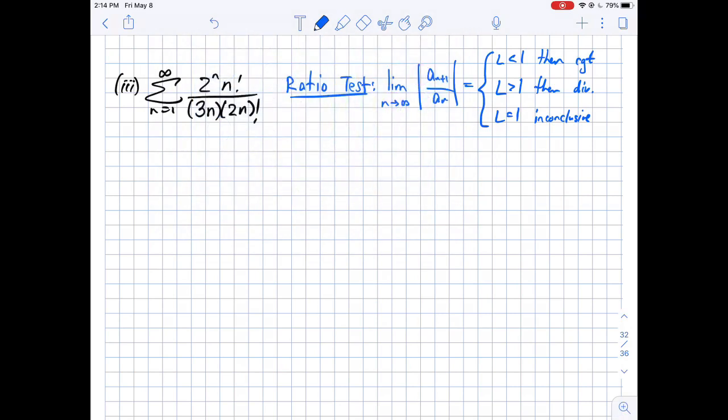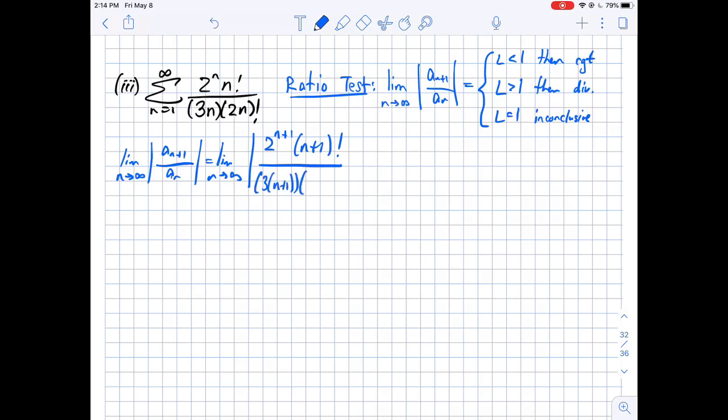Okay, these factorials, we said last time, are huge indicators that we should be looking at the ratio test, because the other tests simply aren't going to work out nicely. So for this one, we can set up our limit as n goes to infinity, and we're looking at a_{n+1} over a_n. And we plug in here, we do a_{n+1}, and this is going to become a real mess very quickly. We have 2 to the power of n plus 1 times (n plus 1) factorial divided by 3 times (n plus 1) multiplied by (2 times (n plus 1)) factorial.